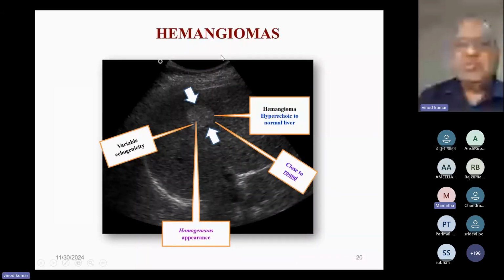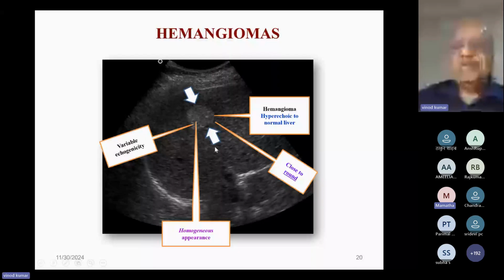Now, another one is hemangiomas. Hemangiomas have variable echogenicity. You will find echogenicity is not uniform, it is variable. Hyperechoic compared to normal liver. So the normal liver surface is this. This is the tumor surface. So you will find it is dark, it is more bright. So the echo is hyper with respect to the surroundings. Homogeneous appearance. Inside is homogeneous, and its boundary is close to round. So if these properties are there, we say it is a hemangioma.